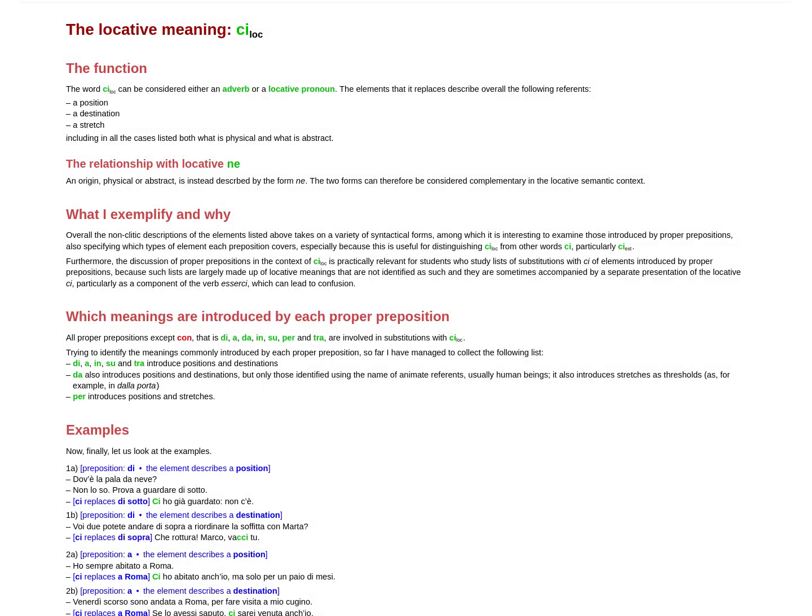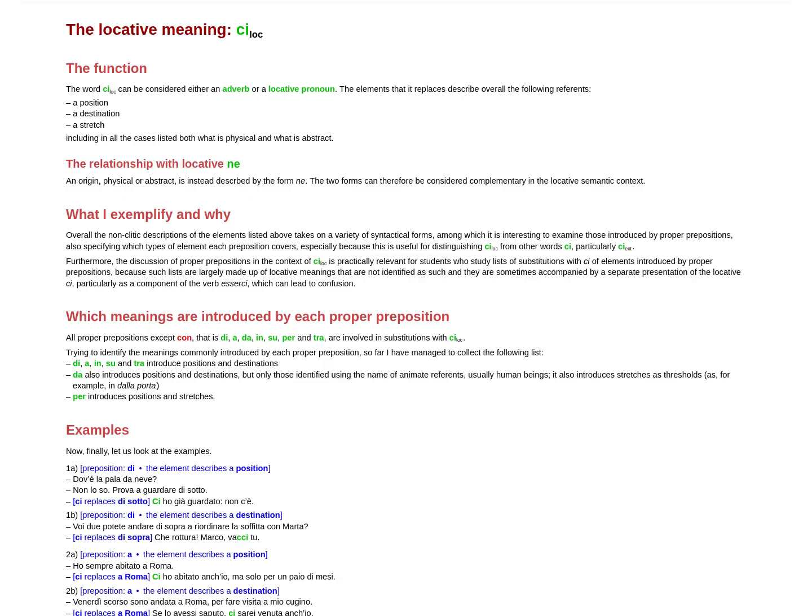Trying to identify the meanings commonly introduced by each proper preposition, so far I have managed to collect the following list. Di, a, in, su, and tra introduce positions and destinations. Da also introduces positions and destinations, but only those identified using the name of an animate referent, usually human beings. It also introduces stretches as thresholds, as for example in dalla porta. Per introduces positions and stretches.